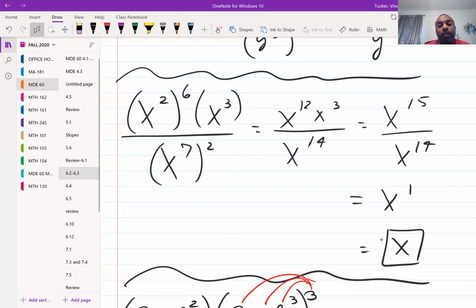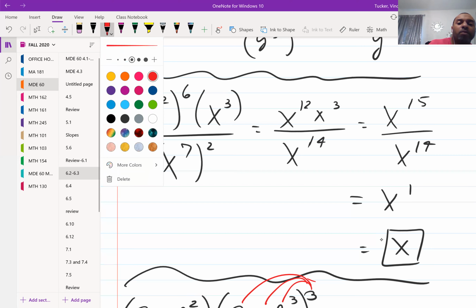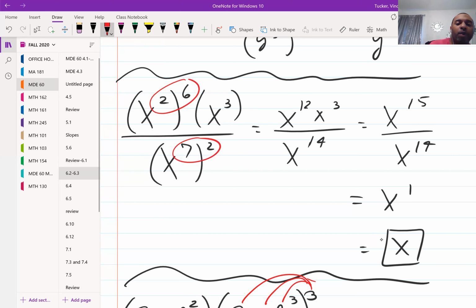X to the second raised to the sixth power times x to the third power over x to the seventh raised to the second power. So the first thing we recognize is that we have powers being raised to another power. So we need to multiply those exponents. So 6 times 2 gives you 12. And then down bottom, 7 times 2 gives you 14. All right. Any questions on that part?